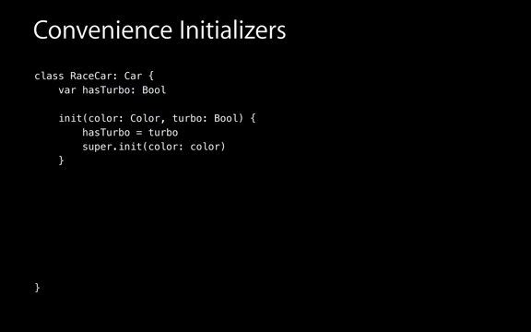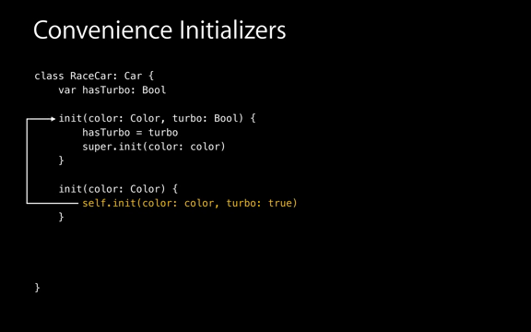So let's see how you might write a convenience initializer in your own code. Say we have race car again, and we want to create a convenience initializer that lets us just pass in a color, and it sets the turbo property to true. And it does so by delegating this task to the designated initializer in the same class. Now, when we define a convenience initializer in Swift, we need to let the Swift compiler know by including the convenience keyword in front of the declaration.